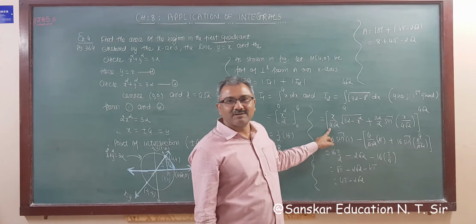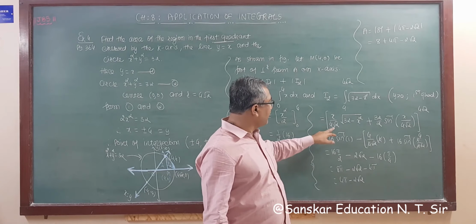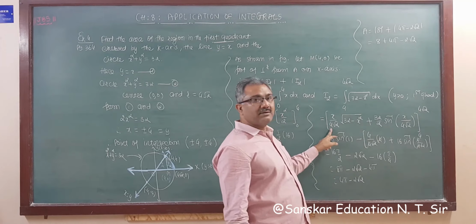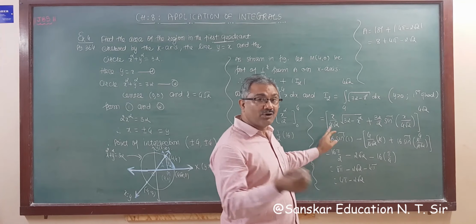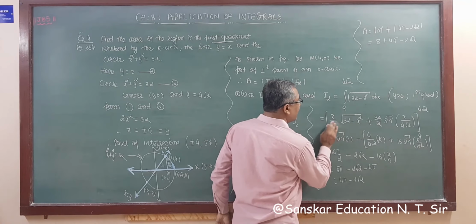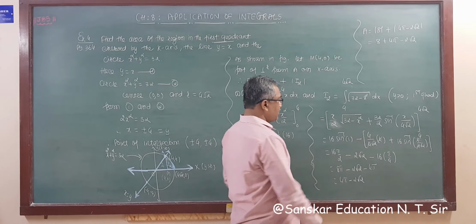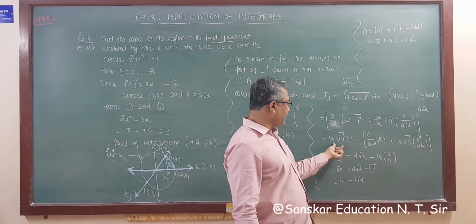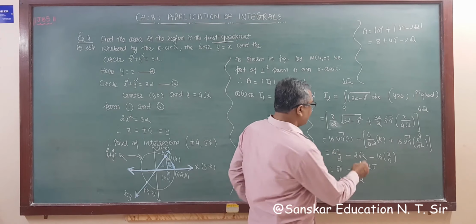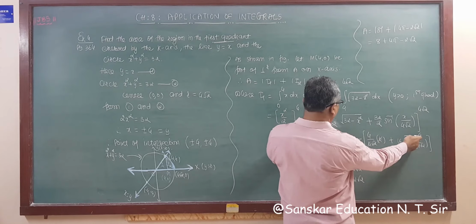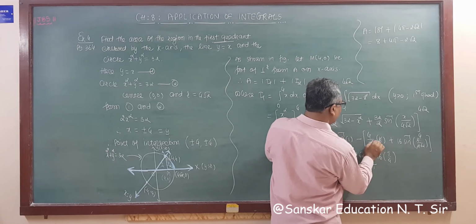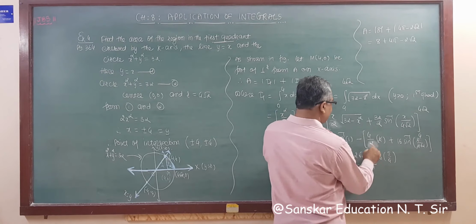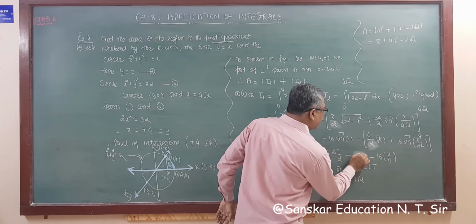It's a big mistake. Instead of x by 2 I put the same x, right? So I should write x by 2, not x. So we require here x by 2. While we are substituting the value this doesn't affect, but x is 4 by 2. So we get 4 by 2. So 16 pi by 2 minus 16 by this. So we get 8.